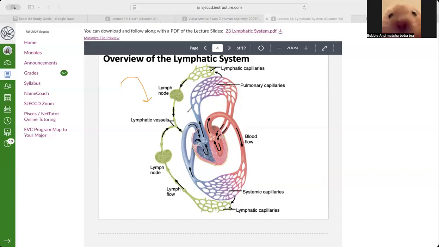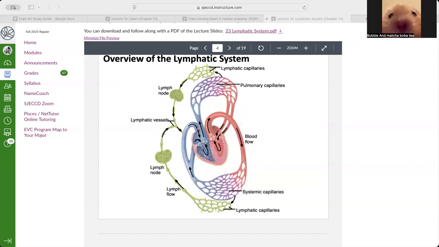Where the fluid is going to leave the capillary beds and become extracellular fluid, and this fluid surrounds your cells. And the excess fluid that does not get returned into the capillary beds or vascular system is going to enter into your lymphatic capillary bed. So let me recap that really quick.